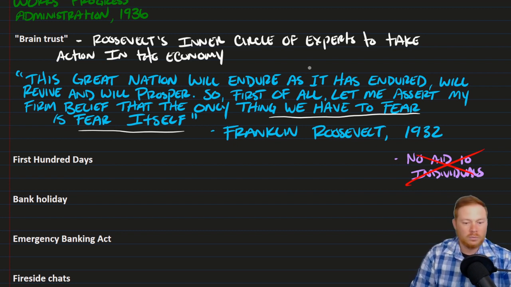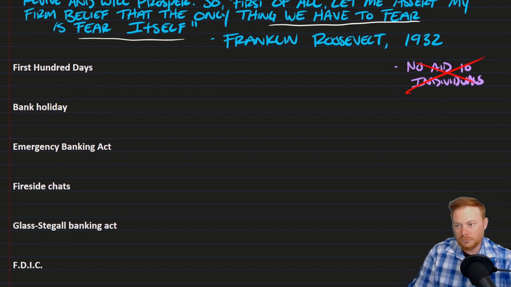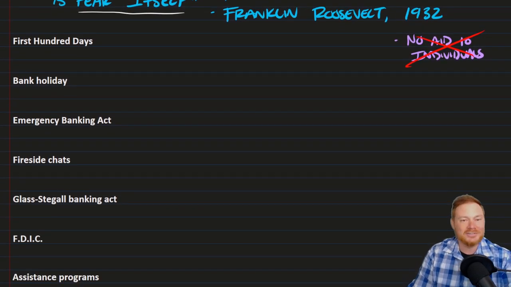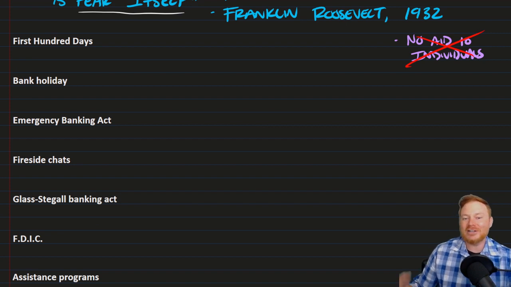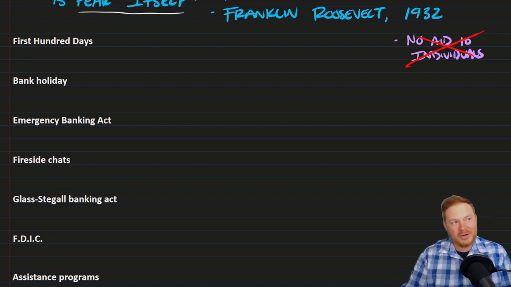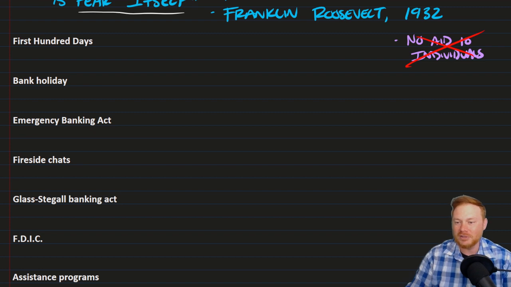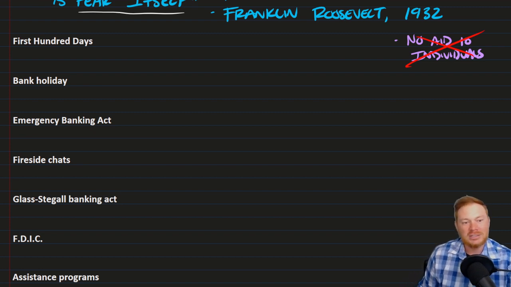So, Roosevelt's now elected. He promised Americans a new deal. He has a brain trust, a bunch of smart people around him advising him and telling him what to do. He says to Americans, look, don't worry about it. The only thing you have to fear is fear itself. Okay, what do we actually do here? Well, unfortunately for us, a lot of stuff. So that means a lot of notes and remembering a lot of different pieces of legislation. But we'll try and make it as simple as possible here.